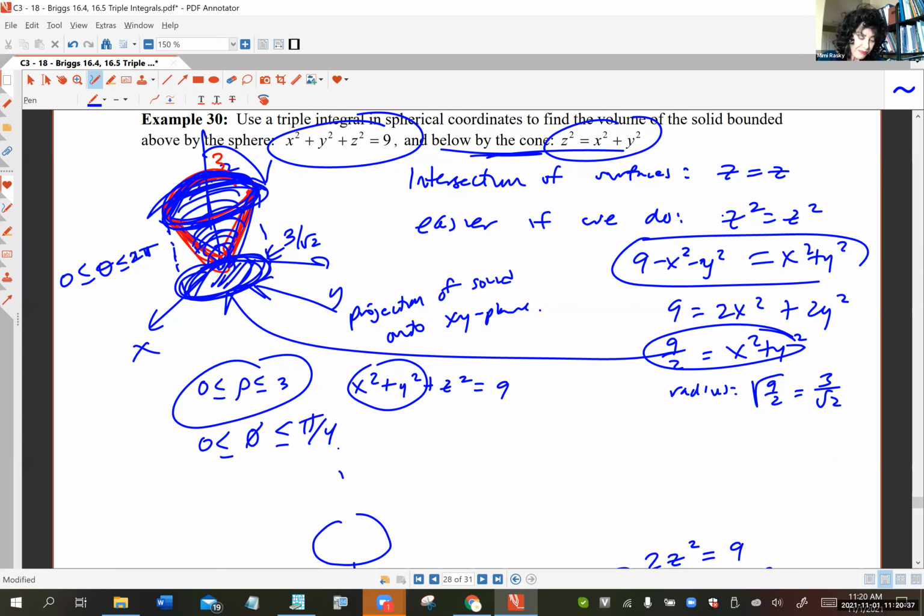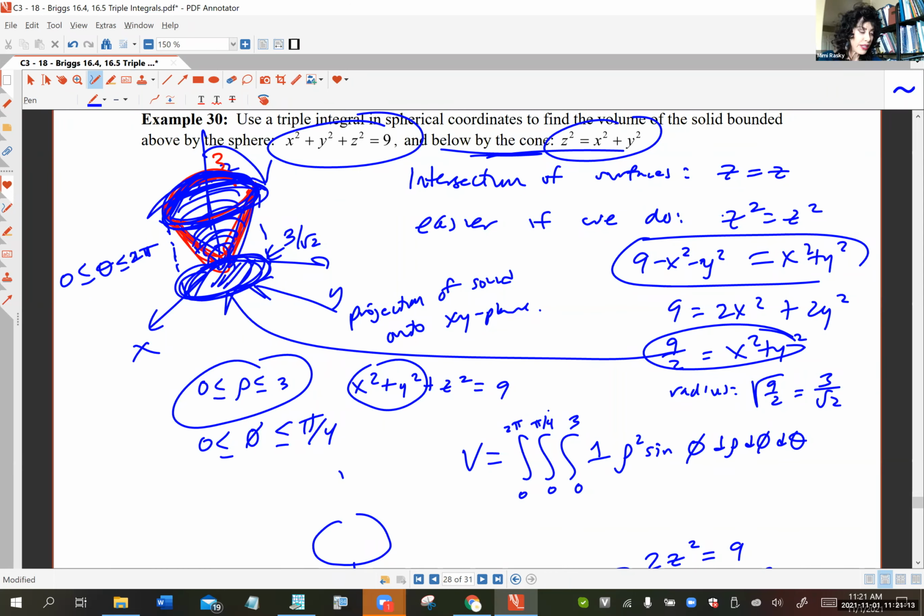So now if we're trying to find the volume of this thing, the volume is the triple integral of, and when you're doing volume, you just have 1 as the integrand. The volume element for spherical is rho squared sine phi d rho d phi d theta. Rho is going between 0 and 3. Phi is going between 0 and pi fourths. And theta is going between 0 and 2 pi.